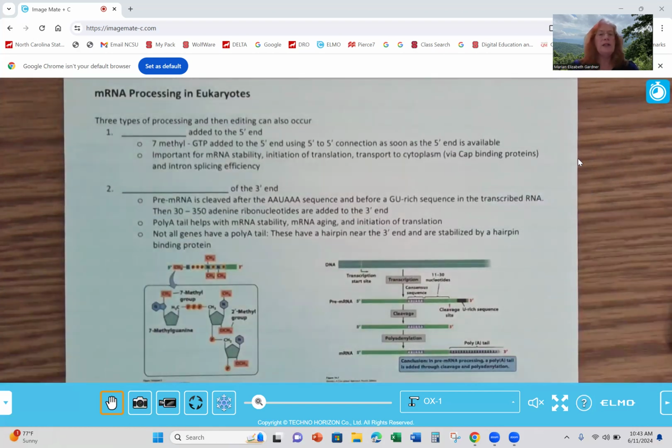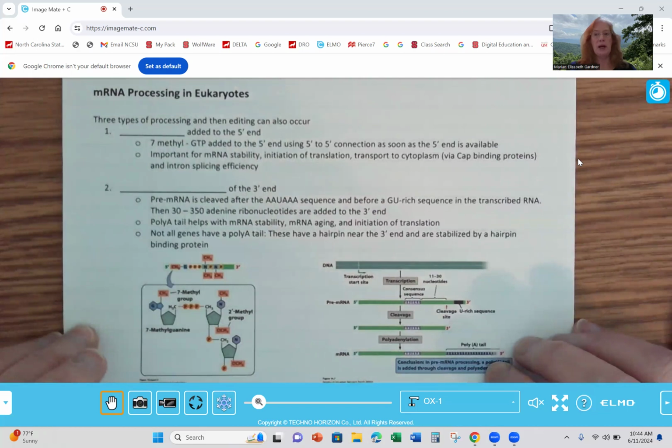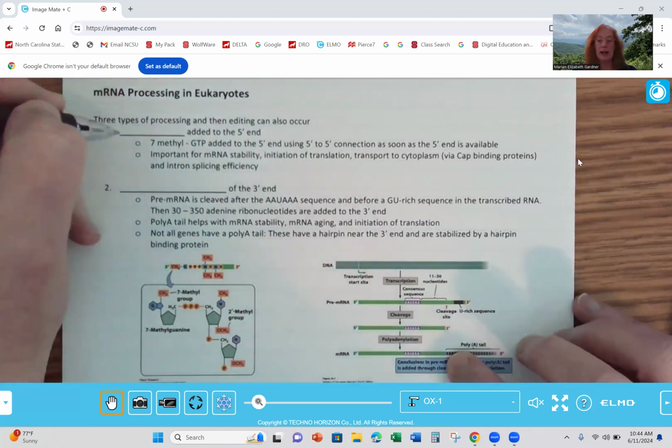When we talked about transcription in eukaryotes, we mentioned that the primary transcript, the part that's formed from transcription, is not the same as the final messenger RNA that's sent out to the cytoplasm. And I briefly mentioned the three types of processing that occur. So let's look at these in a little bit more detail.